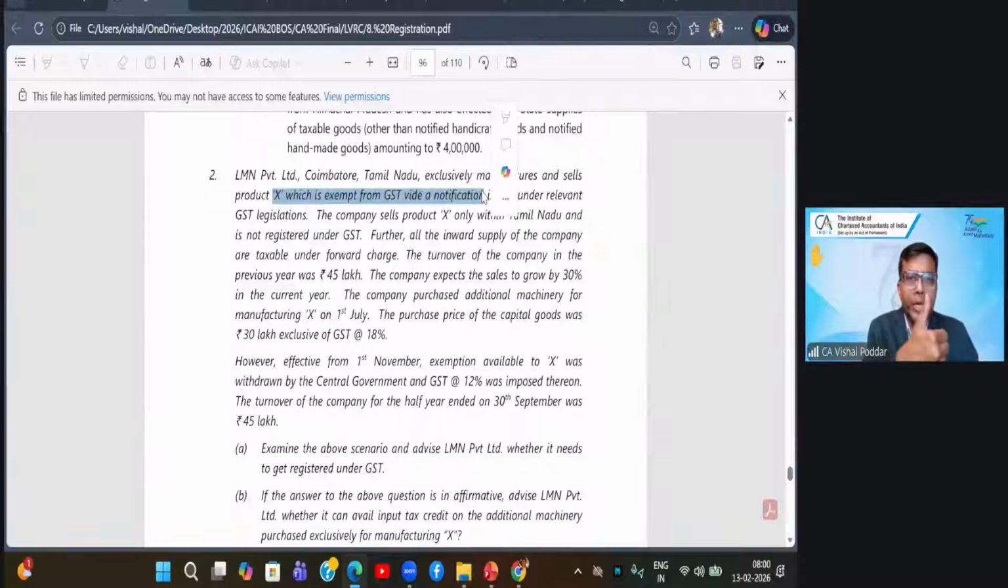And as far as Section 22 is concerned, turnover is crossing 40 lakhs. But the point is that you have exclusive exempt supply. So because of Section 23, which is creating an exception, since you only have exempt supply, you are not required to take registration, at least as per the original question.